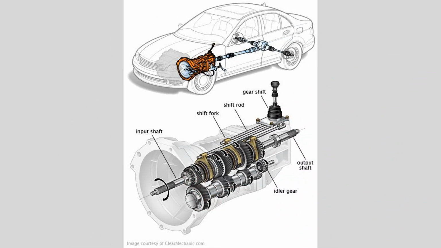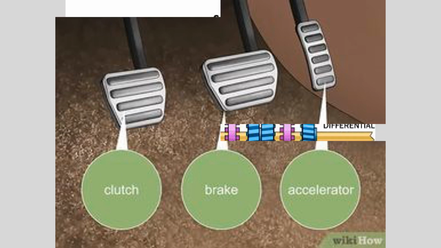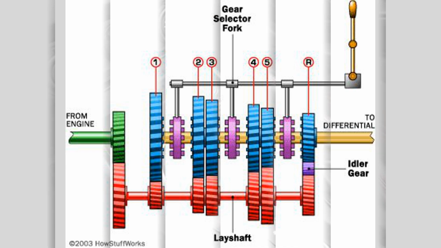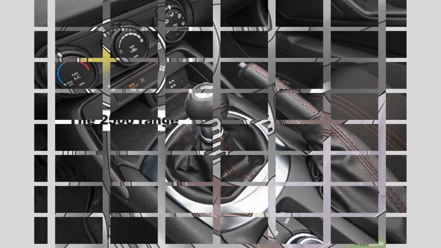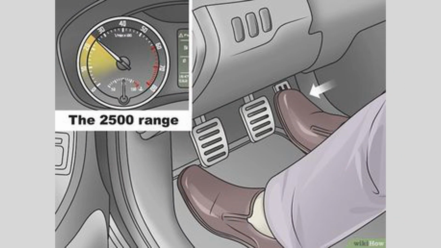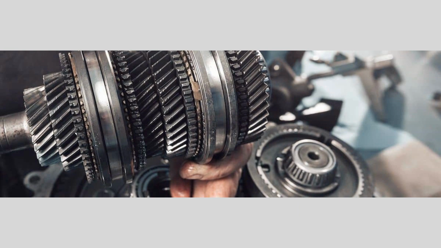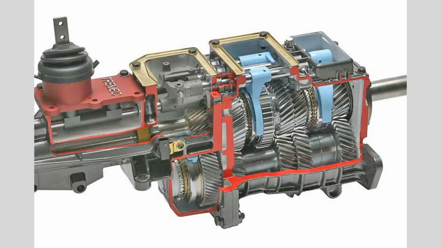Clutch wear and replacement. Over time, the friction linings on the clutch disc wear down due to engagement and disengagement. This wear is normal and eventually requires clutch replacement. Signs of a worn clutch include slipping, difficulty shifting gears, and a burning smell. Clutch replacement involves removing the transmission to access the clutch assembly.